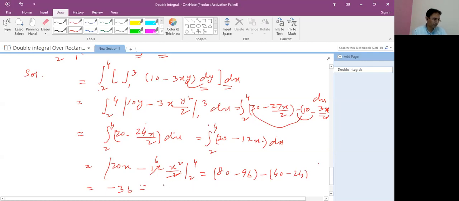I have made a mistake. Applying the limits, 20 into 4 is 80, minus 6x square, where 4 square is 16 and 16 multiplied by 6 is 96. For example, if we solve it, we can separate the terms and integrate them separately.